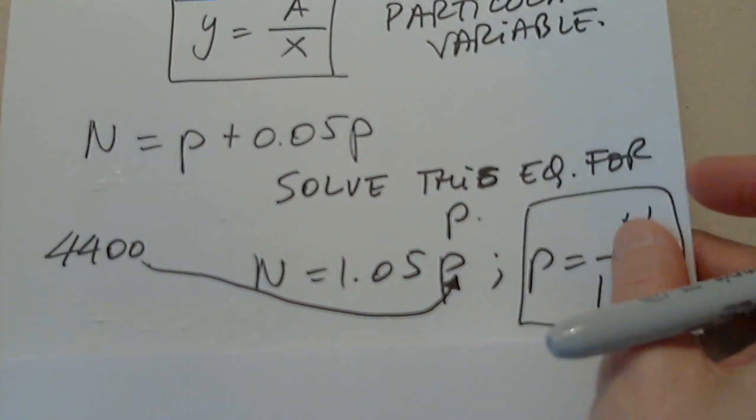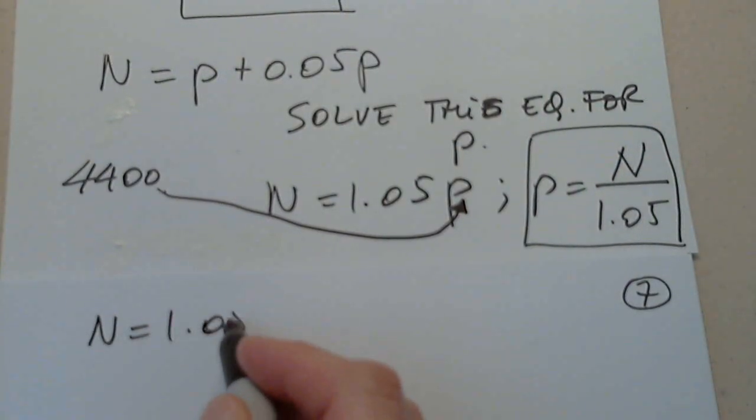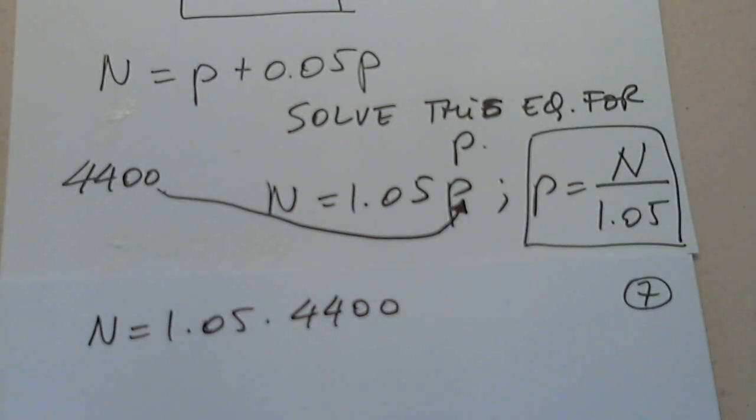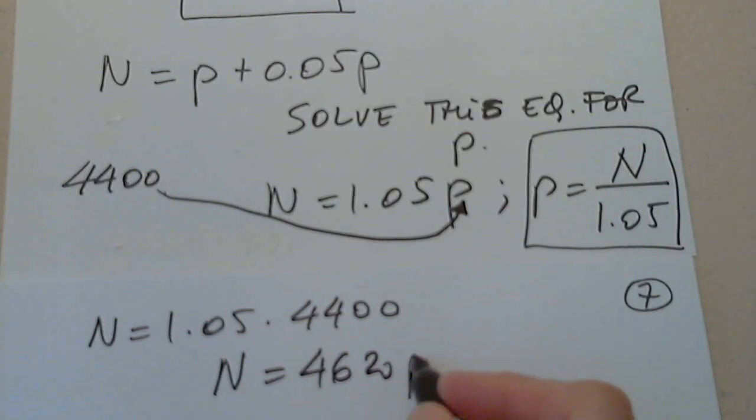So we multiply to determine N. We multiply this by 4,400. Good. So 4,400. You can just go back and replace this operating symbol by this operating symbol. So the new population is 4,620 people. Good.